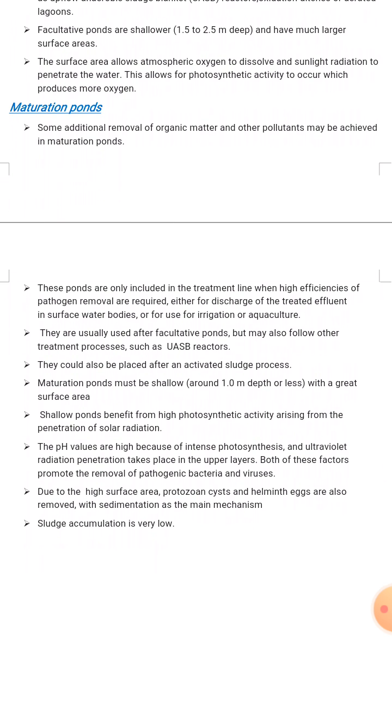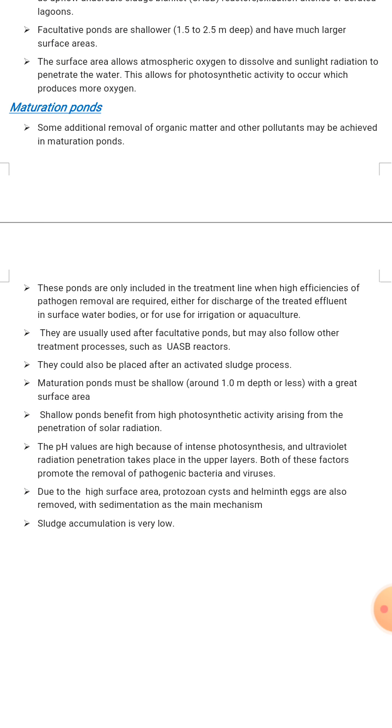Next are the maturation ponds. Some additional removal of organic matter and other pollutants may be achieved in maturation ponds. These are only included in the treatment line when high efficiency of pathogen removal is required, either for discharge of the treated effluent in surface water bodies or for use in irrigation or aquaculture. They are usually used after facultative ponds but may also follow other treatment processes such as UASB reactors. They could also be placed after an activated sludge process.